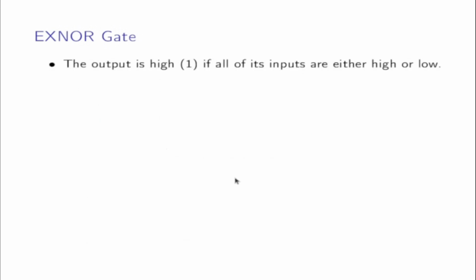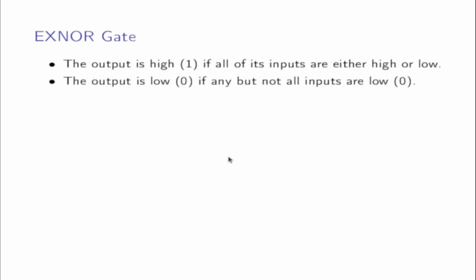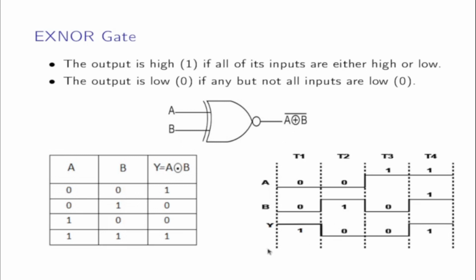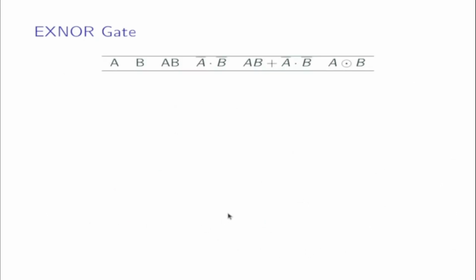An exclusive NOR gate: the output is high if all of its inputs are either high or low, and it is low if any but not all inputs are low. So this is the symbolic representation: A, B, and XNOR. So this is the truth table and timing diagram. The output is high when both the inputs are 0 or 1. Otherwise, it is 0. So this is 1 when both are 0 or both are 1. So this is the detailed truth table.